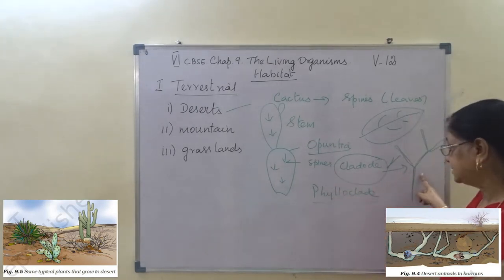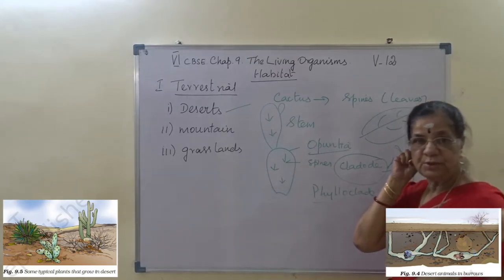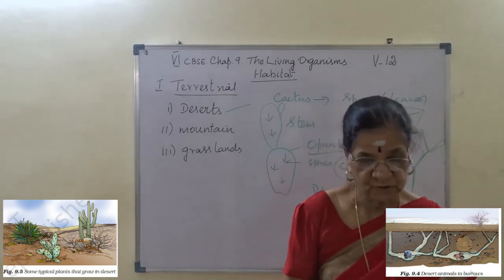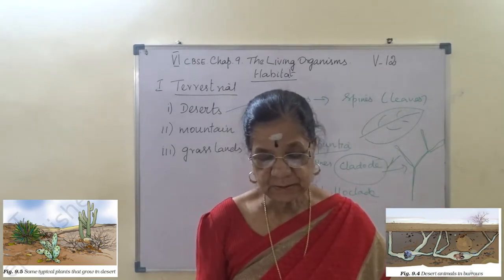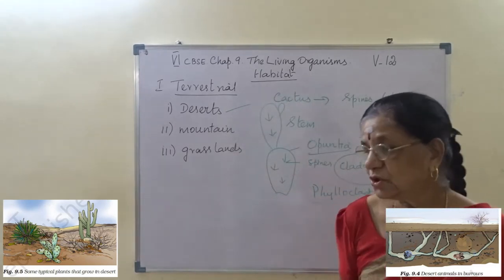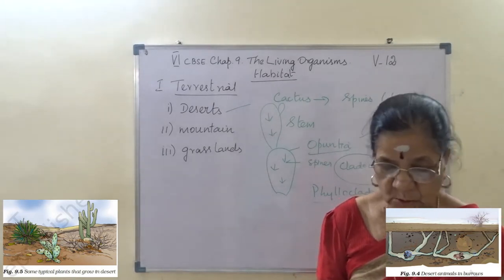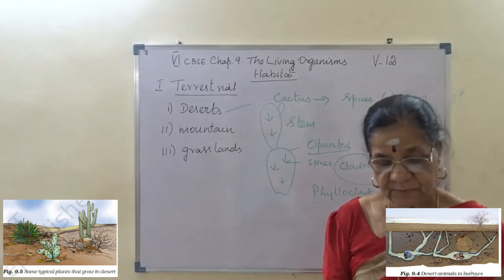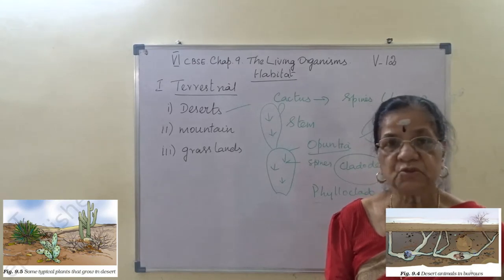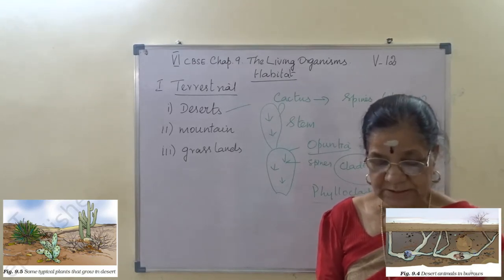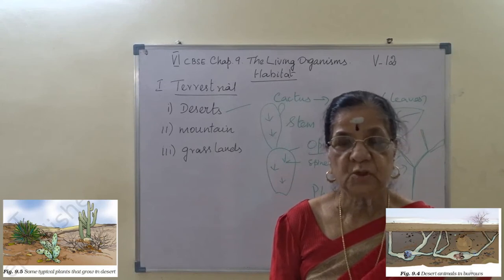When the stem is cylindrical, not flat but like small round sticks, it is called cladode. Right? So the stem is also covered with a thick waxy layer which helps to retain water in the tissues of cacti. I hope you are following this. Right? So most desert plants have roots that go very deep into the soil for absorbing water.